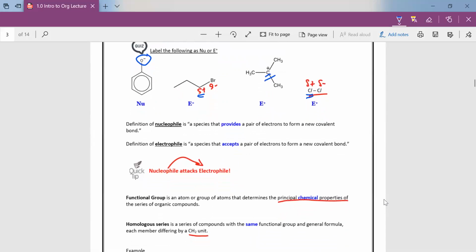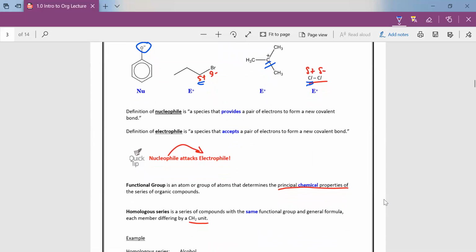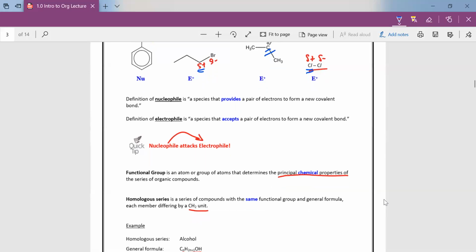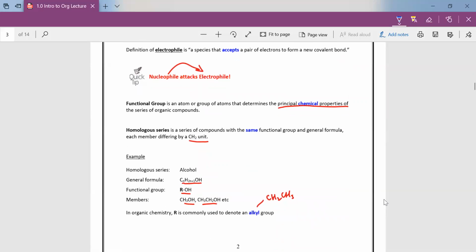Okay, functional group. It is an atom or group of atoms that determines the principal chemical properties of a series of organic compounds. Homologous series is also basically the whole series. They have the same functional group, but each member differs by a CH2 unit. An example is alcohol. You can see that the functional group is the same, and the general formula is the same. The members differ from each other by a CH2 group.